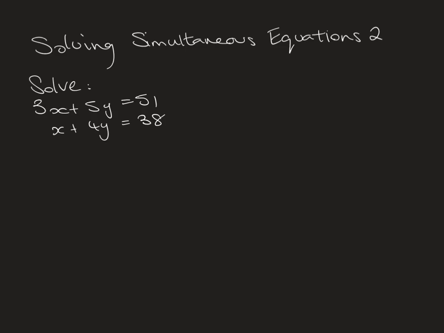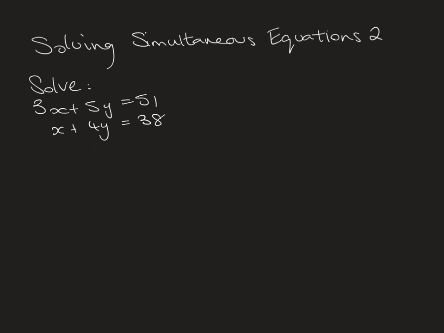Hello again. This is video number 2 for solving simultaneous equations, and in this video I'm going to show you how to solve simultaneous equations where we need to change one of the variables. When we look at this pair of simultaneous equations, we've got 3x add 5y is 51, x add 4y is 38. So we don't have a common coefficient for the x's, we've got 3x and 1x, and we don't have a common coefficient for the y with 5y and 4y.